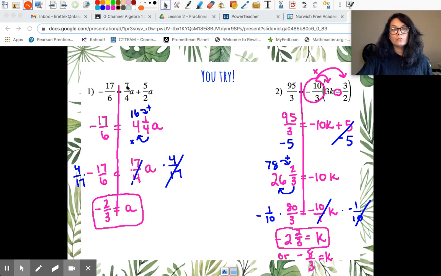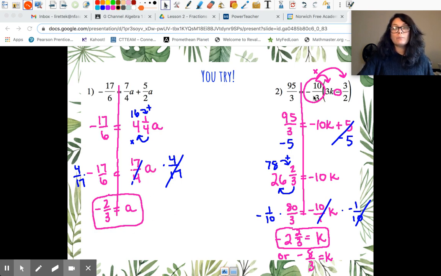For number one, you want to combine your like terms first. That's going to give you 4 and 1/4, or 17/4, depending on how your calculator writes it. If you get a mixed number, it's ideal to make it improper first by multiplying and then adding. And then from there, multiply both sides by a reciprocal to get that variable by itself.